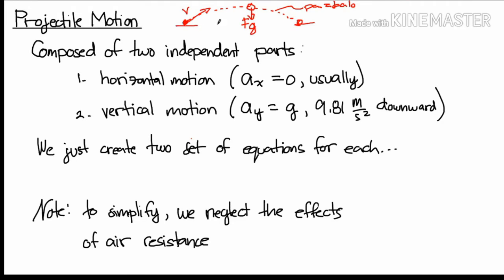Projectile motion is easiest to understand and solve when you realize that this is composed of two independent parts, horizontal motion and vertical motion. We just have to create two sets of equations for each. And take note, to simplify, we neglect the effects of air resistance.